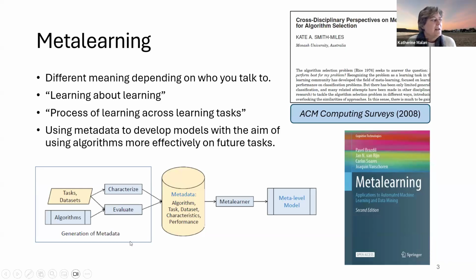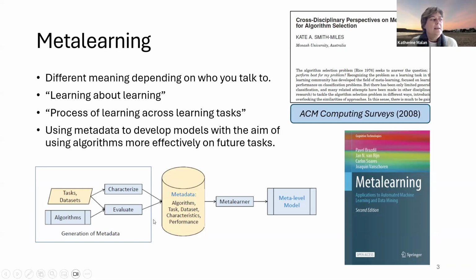So you start with generating metadata, which is you have a whole lot of problem tasks or data sets or combinations of those, and you have a whole lot of algorithms that can solve those tasks, and you evaluate the performance of the algorithms on those different learning tasks. I'm just going to move my screen so that I'm not looking away all the time. There we go, that's a bit better. And then you evaluate the performance of the algorithms on those tasks, but you also characterize the tasks and or the data sets in order to describe them in a meta way, in a higher level, more abstract way.